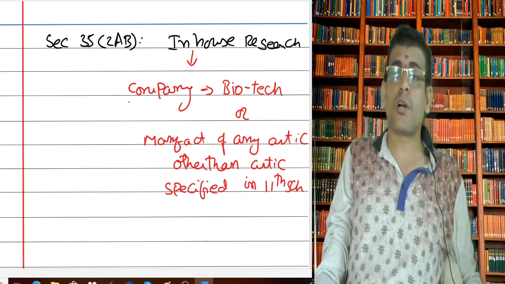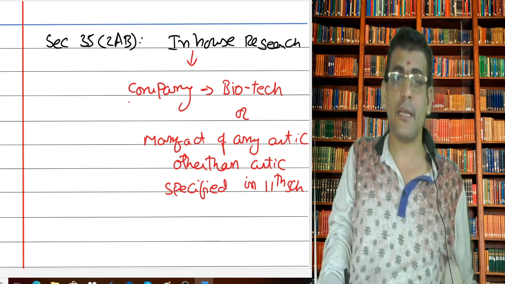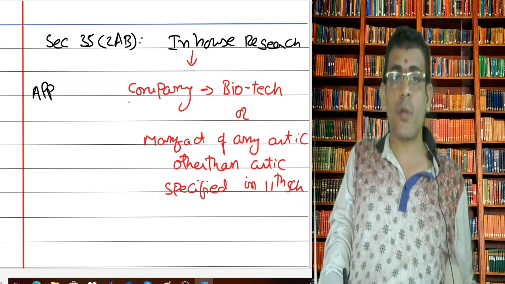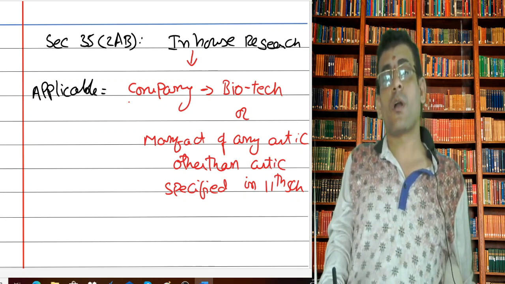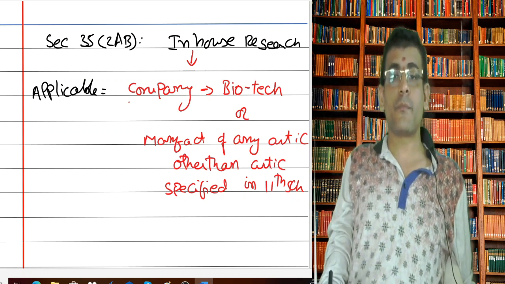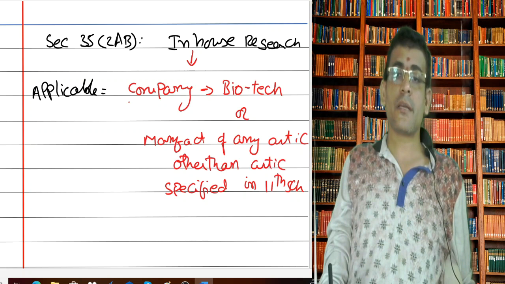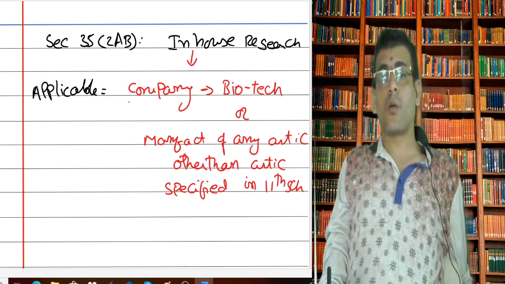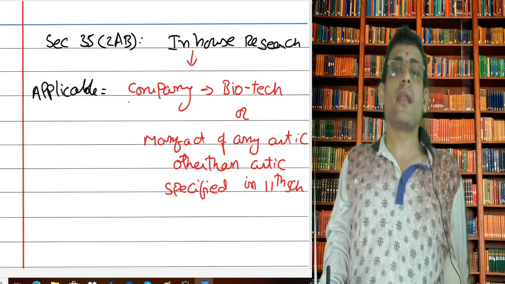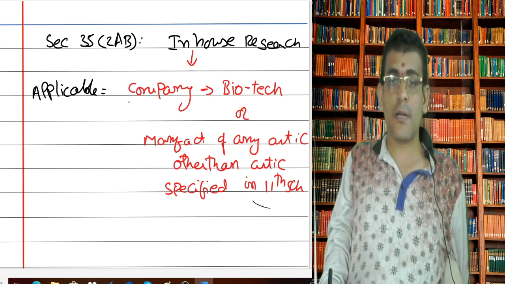Now what sort of expenses are covered? I can call this the applicability. Section 35 2AB is applicable to whom? To a company. And what should the company be doing? The company should be either engaged in biotechnology or engaged in manufacture of any article or thing other than what is specified in 11th schedule. So that is the basic applicability condition.